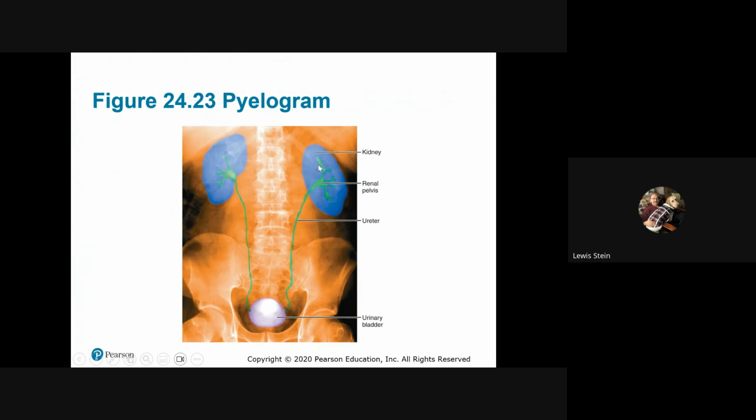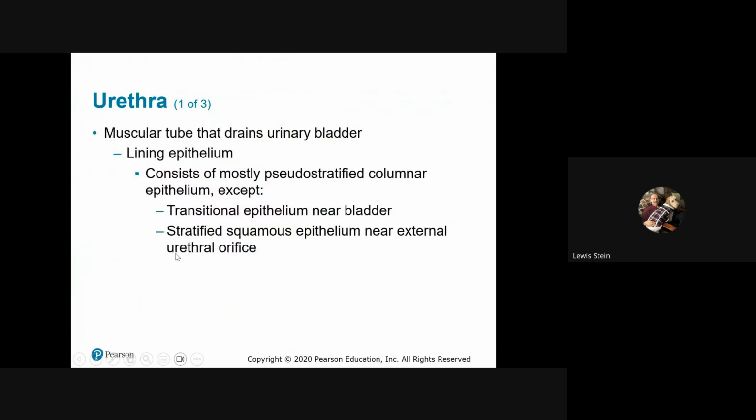This is just dye. You can see the calyces that are there. They outline it very nicely in this. Here it is, and here's the bladder. And the urethra basically is the outflow tube.